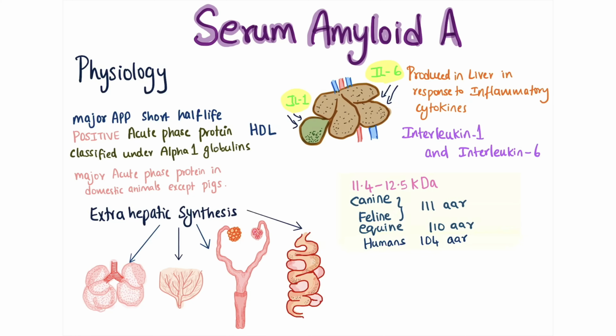It's a major APP in most of the domestic species except pigs. The concentration increases 1,000 times within a few hours in response to inflammation. And because of its short half-life, it rapidly decreases once the inflammatory cause is removed or the inflammation subsides. This makes it a more reliable marker for acute inflammatory diseases.